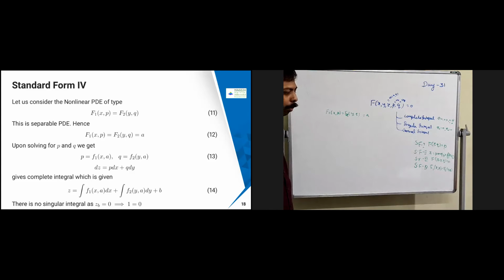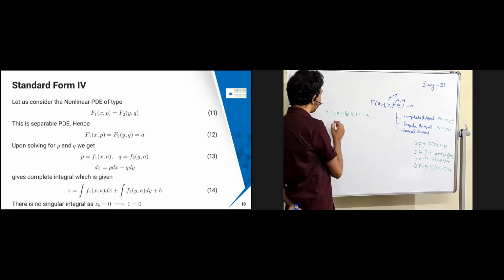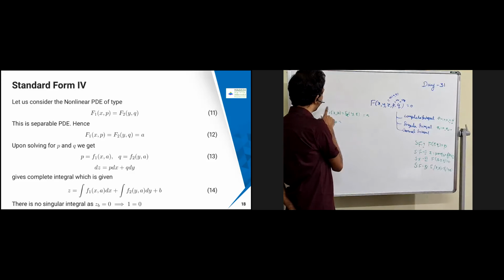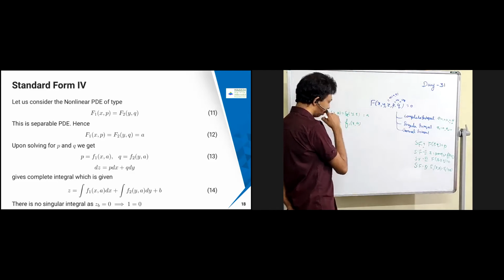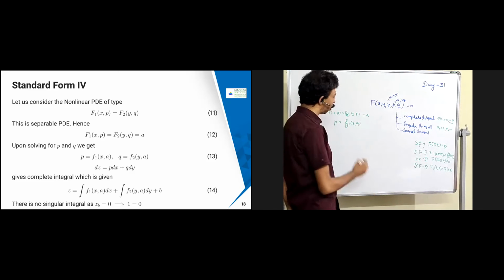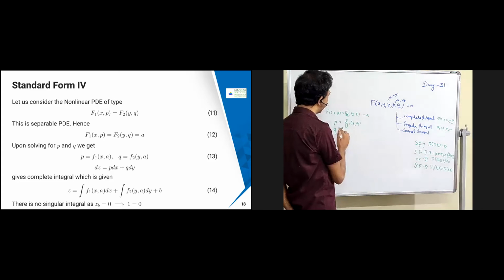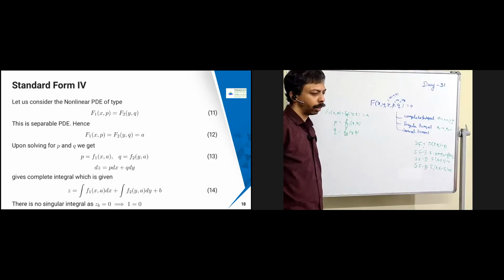If it becomes a constant, then if you solve this, you are going to get something like f1 of x comma p equal to a. Therefore p is equal to, if I just invert this, a new function of x comma a is going to come. A will be there, and it is going to be in terms of x. Similarly, you are going to get q. So if I solve these two equations, I am going to get f2 of y comma a. Not b, here a is going to come.